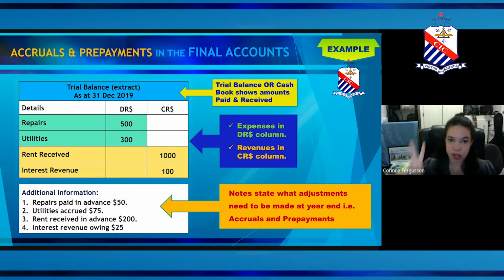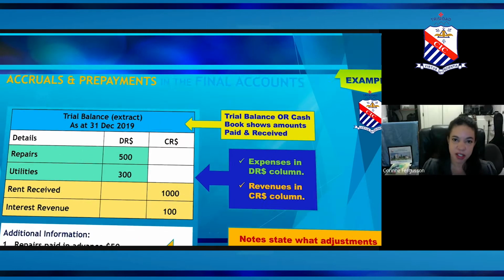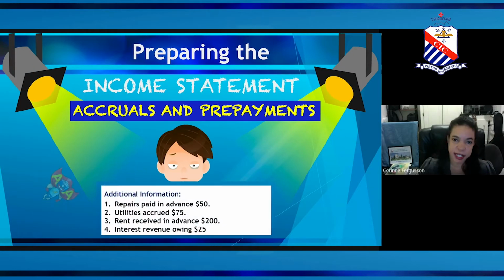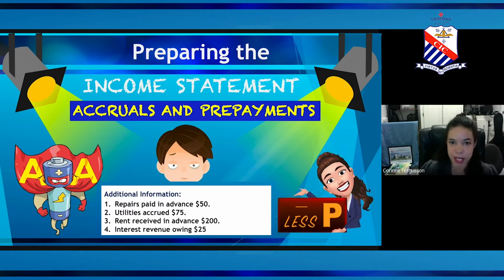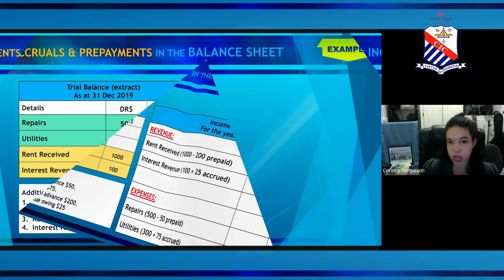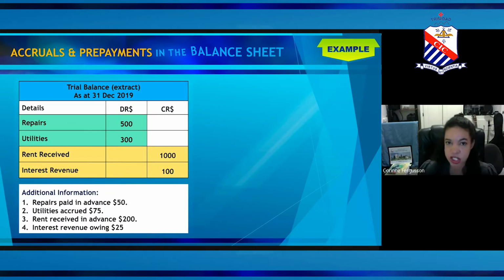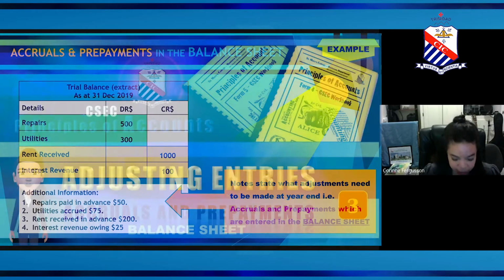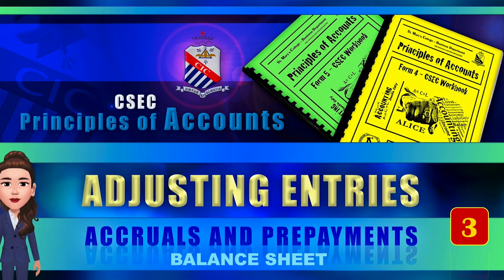But there are two final accounts. Last week we did the income statement, and the fact that you had to add the accrual and less the prepayments to get the amount incurred and earned. This lesson we're going to do the balance sheet, which is the second final account.